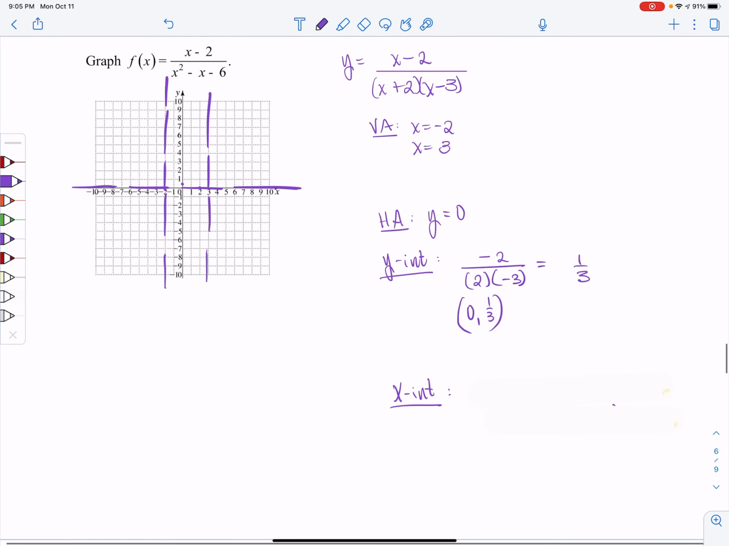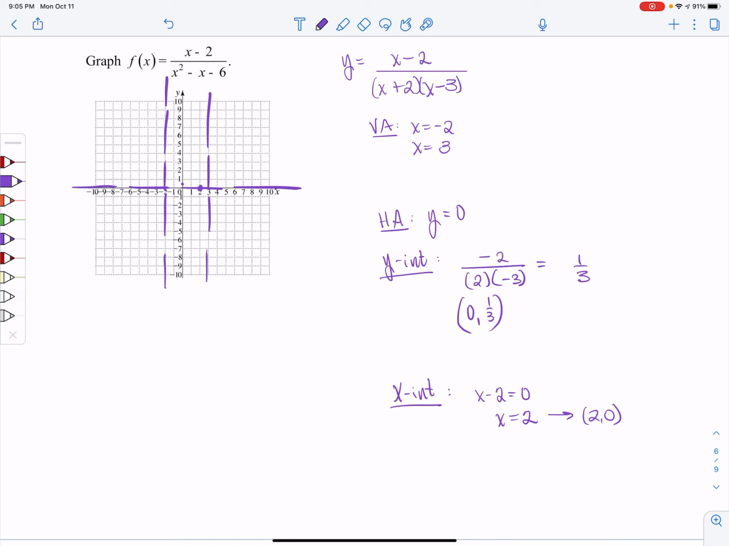And then lastly, for my x-intercepts, I'm only going to take a look at what makes the top 0. Well, the top is x minus 2. So when I solve that, I'm going to get an x value of 2. So my x-intercept is going to be at 2, 0. Now you remember a few minutes ago, I told you that you can touch a horizontal asymptote. And we see here that my x-intercept lands on my horizontal asymptote.